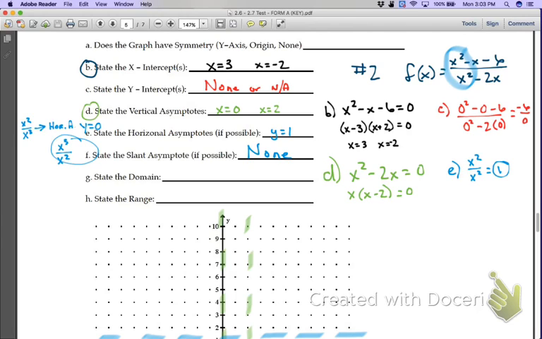Your domain is going to go from negative infinity through your asymptotes. So from there to 0, with 0 not included. From 0 to 2, and then from 2 to positive infinity. 2 isn't included either, because those are your asymptotes. Your restrictions are wherever your domain isn't.